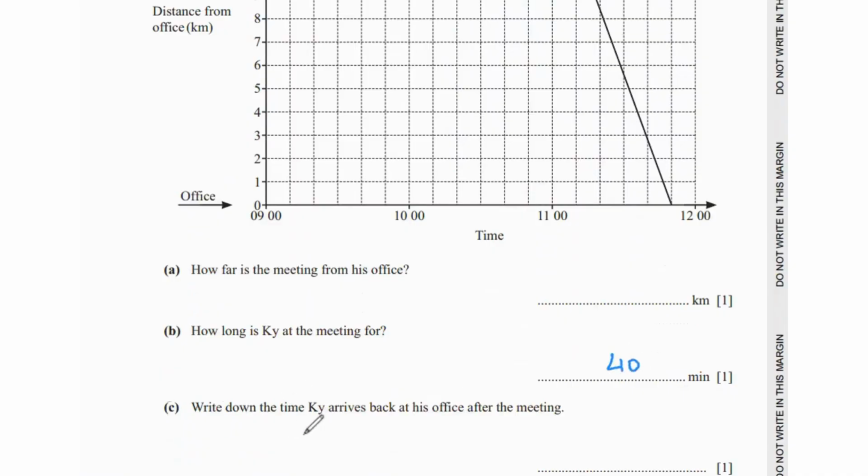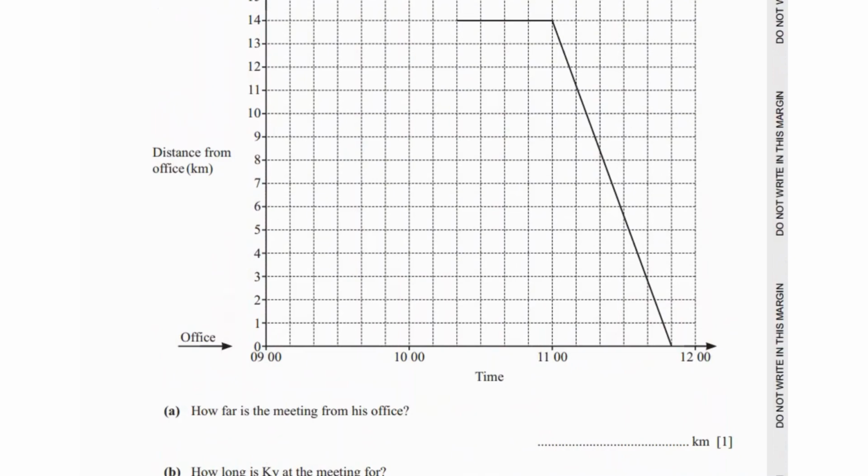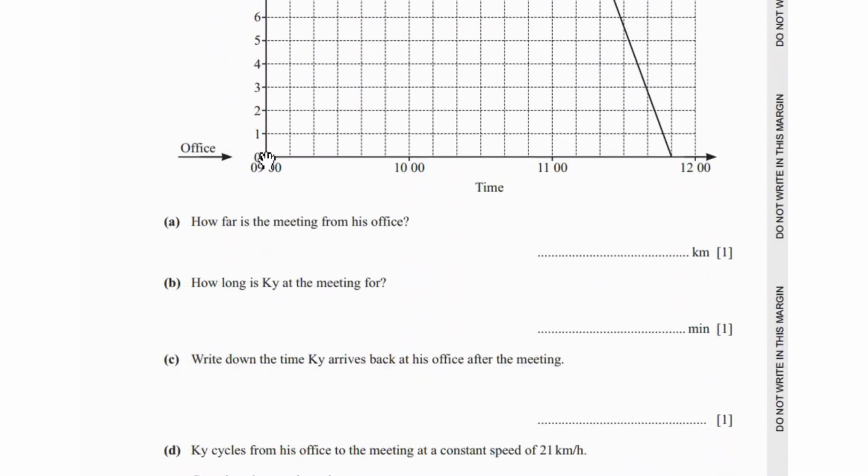Then it says, write down the time Kai arrives back at his office after the meeting. This is where the meeting is going to end. So we know that each small box represents 10 minutes. So this is going to be 11:10, 11:20, 30, 40, and 50. He is going to reach back to the office at 11:50.